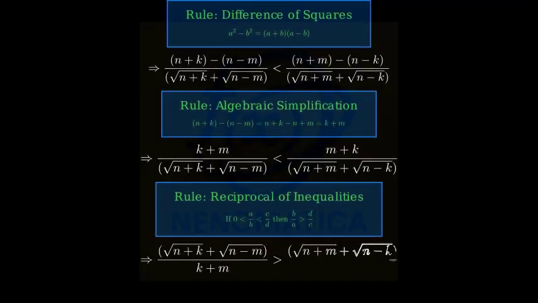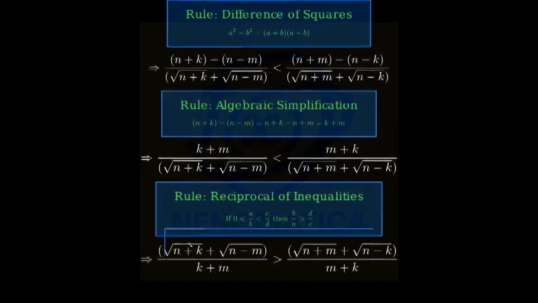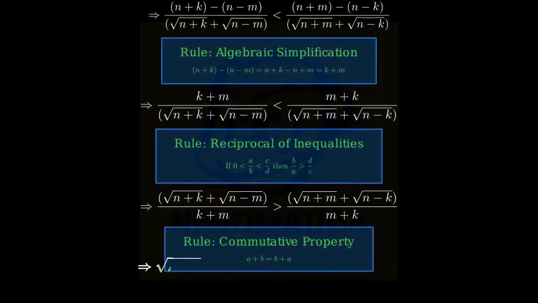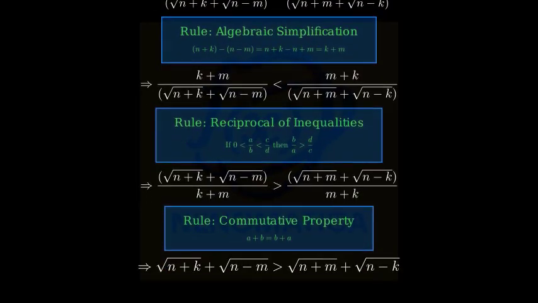Taking the reciprocal and flipping the inequality sign, we get square root of n plus k plus square root of n minus m over k plus m is greater than square root of n plus m plus square root of n minus k over m plus k. Now, let's simplify by noting that k plus m equals m plus k, so our denominators are equal. This means we can directly compare the numerators. So we have square root of n plus k plus square root of n minus m is greater than square root of n plus m plus square root of n minus k.